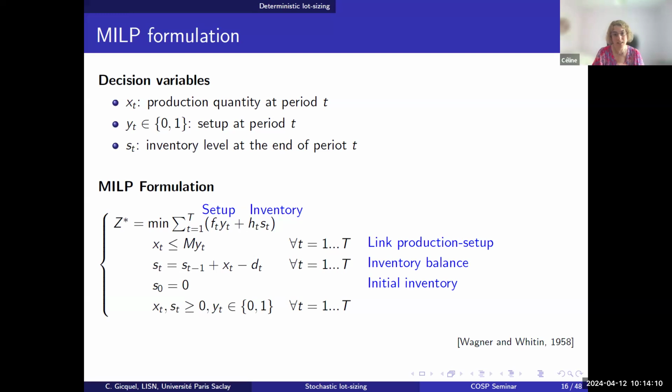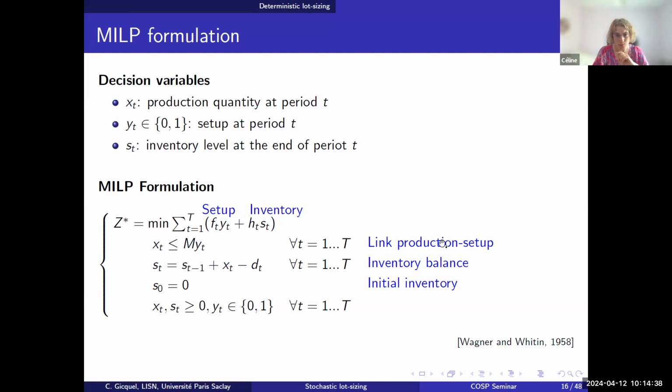So this problem has been around for quite a long time. The first formulation dates back from the 50s. And we know that it is polynomially solvable. We have an efficient dynamic programming algorithm to solve it in its deterministic setting. But what we will be interested in, in the sequel of this work, is to solve it as a mixed integer linear program directly with a mathematical programming solver.